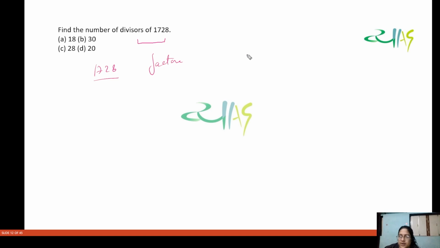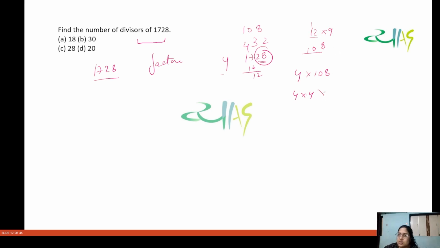Now what is this 1728? Let's just factorize this. I see that the last two digits are divisible by 4, so I start dividing by 4. 4 fours are 16, 4 threes are 12 and 4 twos are 8, so I get 432. Now obviously I can see this is 4 into 108. So I get 4 into 4 and now I got 108. Now everybody knows that 12 into 9 is 108.